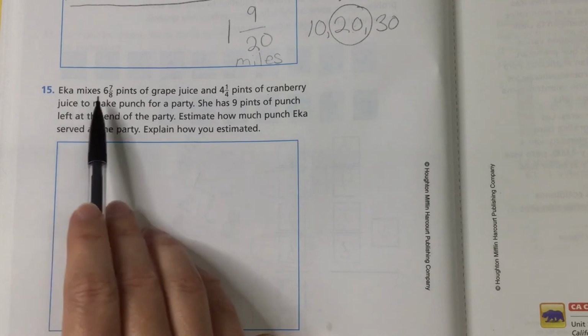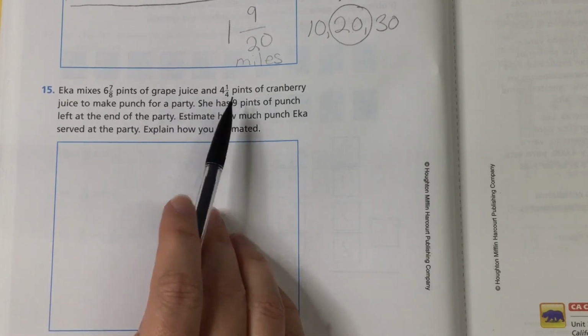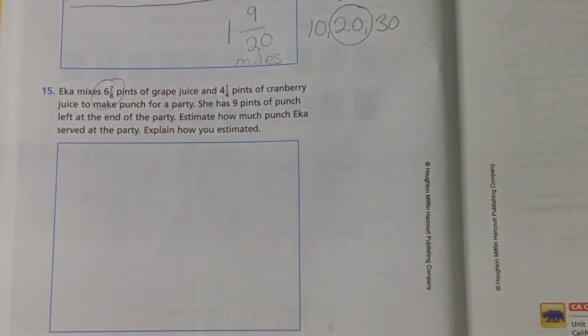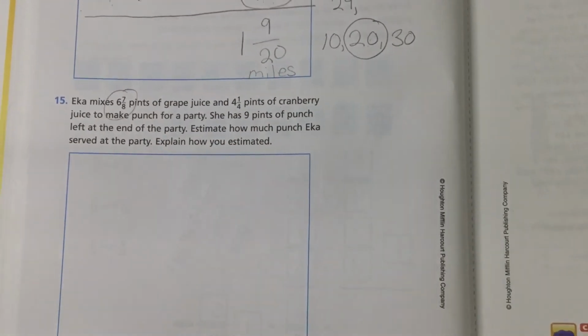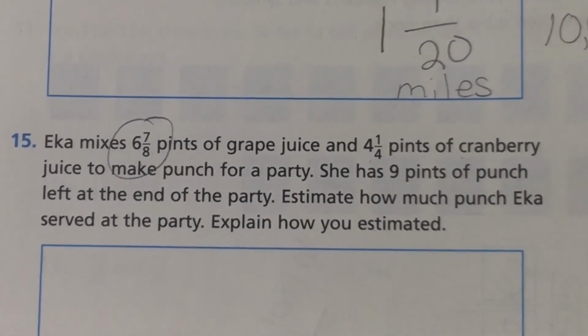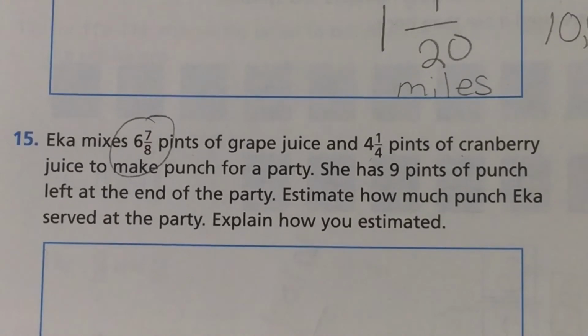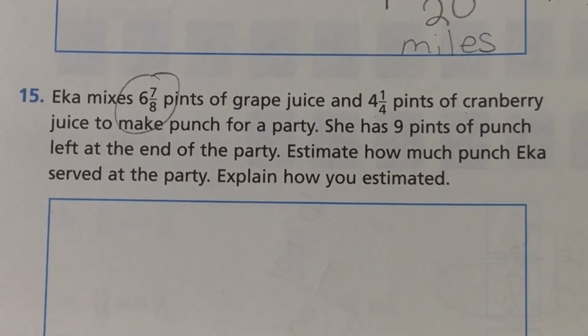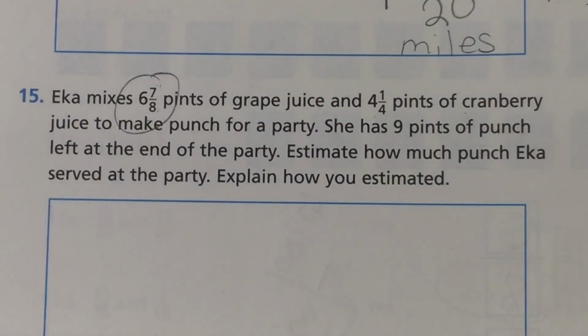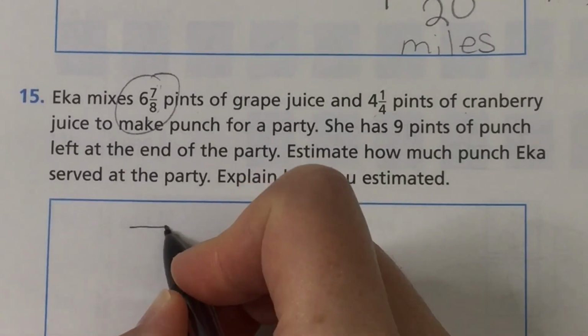So if we're estimating here, we need to round these. And remember, when we're rounding in fractions, our benchmarks or our choices are 0, 1/2, 1, 1 1/2, 2, 2 1/2, 3, etc. So looking at the 6 7/8, we need to decide, is 6 7/8 closer to 6, closer to 6 1/2, closer to 7? Those are our choices. Those are our benchmarks as we're rounding. And I'm going to say 6 7/8 is very, very close to 7, wouldn't you say? 7/8 is almost a whole, so almost 7. So I'm going to say 7 there.